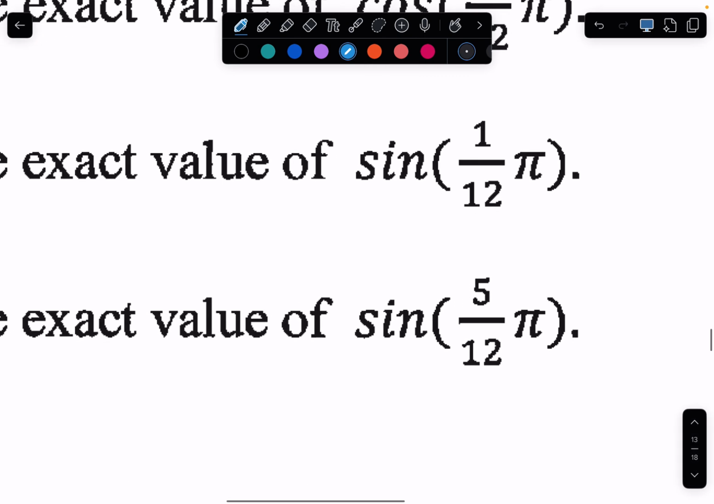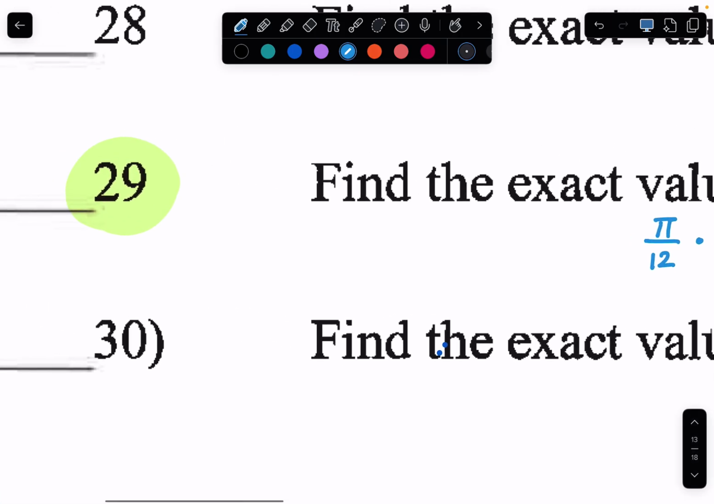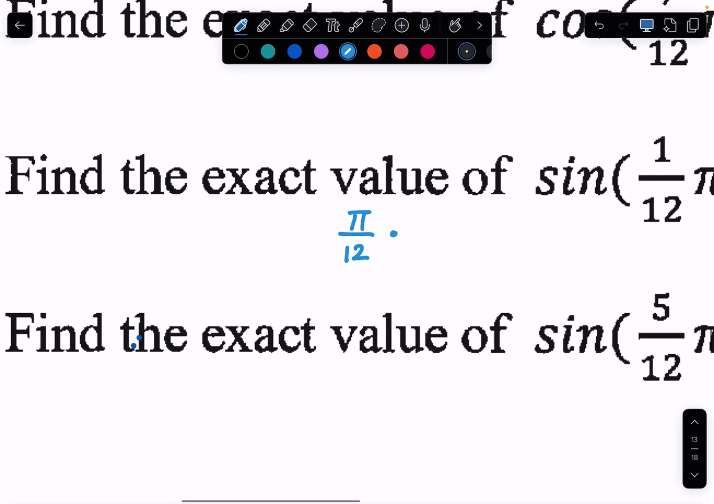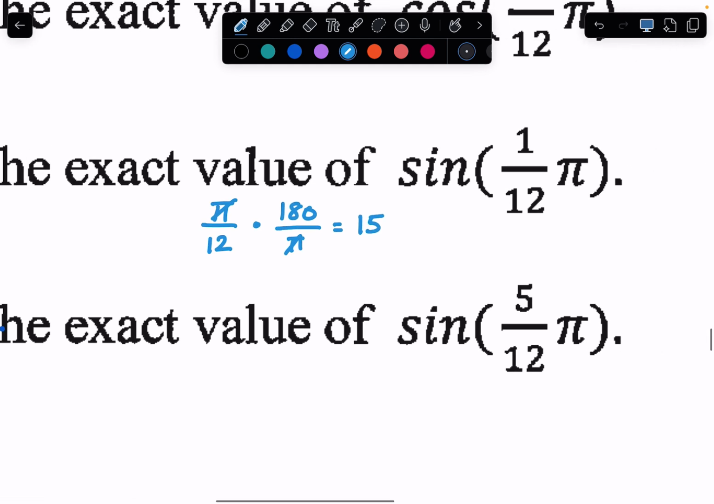1 pi over 12. You know anything about that? I don't really know much. Let's turn it into degrees so we know more. Okay, 15 degrees.